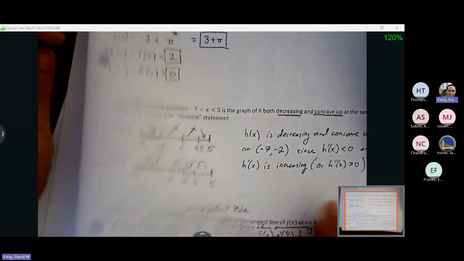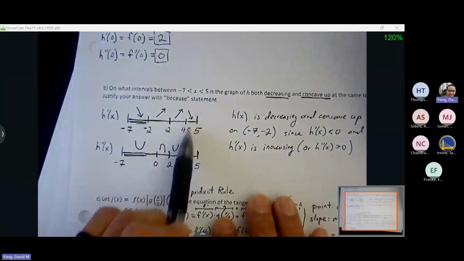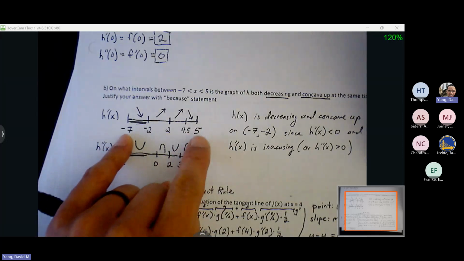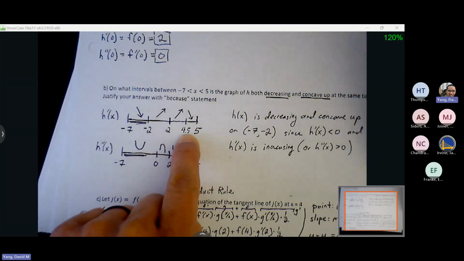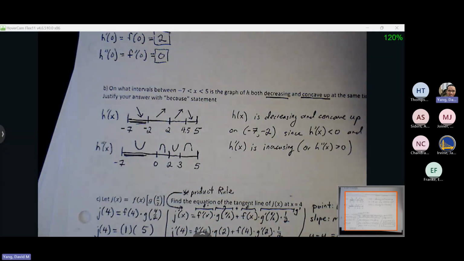And then 4.5. Okay, 4.5 is a relative max, so I do need to include that point. So I have 3 points to test: negative 7 and 5 because of endpoints, and 4.5 because it's a critical point. But it's not wrong if you test negative 2 and 2, we just don't have to. We know that these have no chance of being the absolute max on the graph. Okay, everybody good with identifying the appropriate candidates?